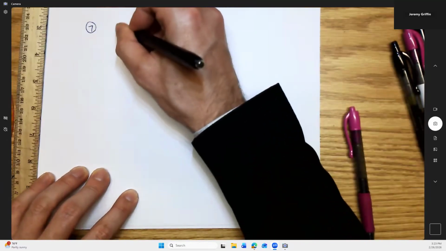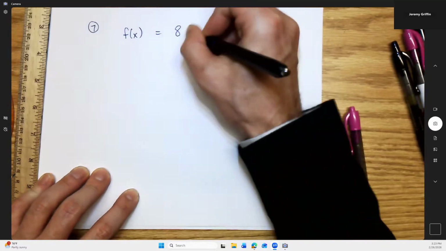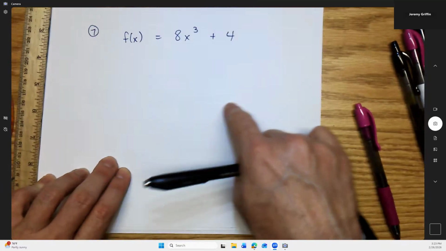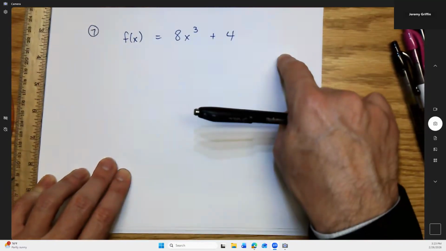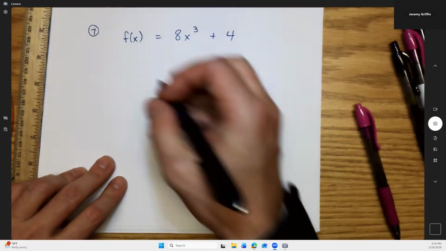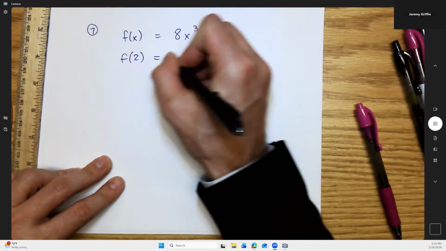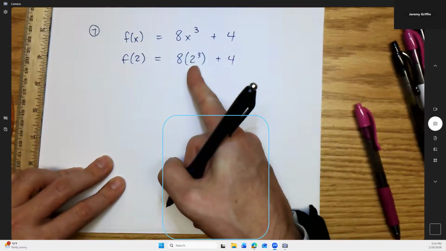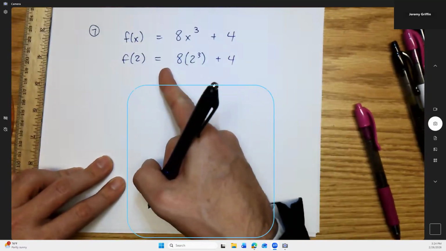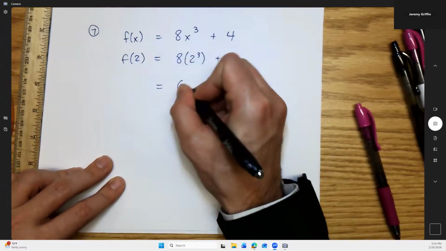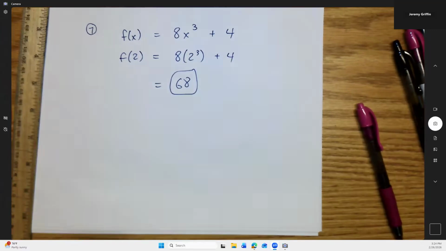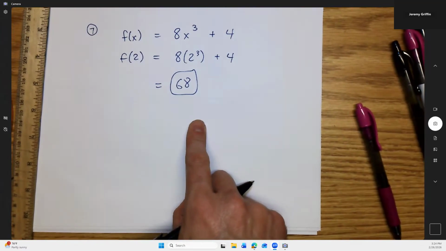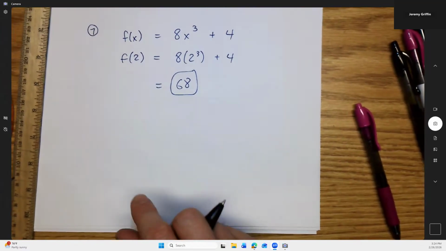We got f of x is 8x cubed plus 4. Cubics look kind of like this, basically. What is f of 2? So we just plug in 2, right? 8 times 2 cubed plus 4. What is 2 cubed? 8. 8 times 8 is 64, plus 4 is 68. Oh yeah, you had to write it. My answer key is saying 68. Number 8.